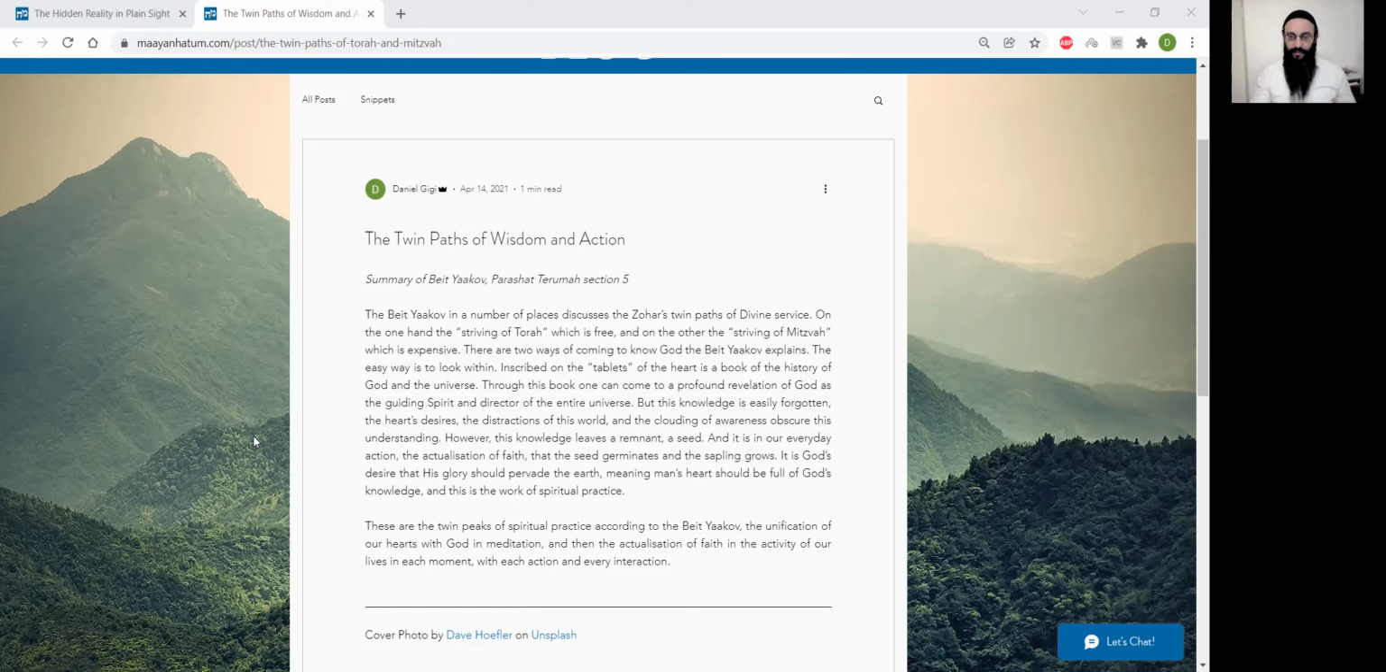He carries on with his ideas. He says that it is God's desire that His glory should pervade the entire earth, meaning that man's heart should be full of God's knowledge. And this is the work of spiritual practice. So again, this is both from Izhbitsa Rebbe and Izhbitsa Mitzvah, that we come to this sense that there is a pervasive presence of God in the world.